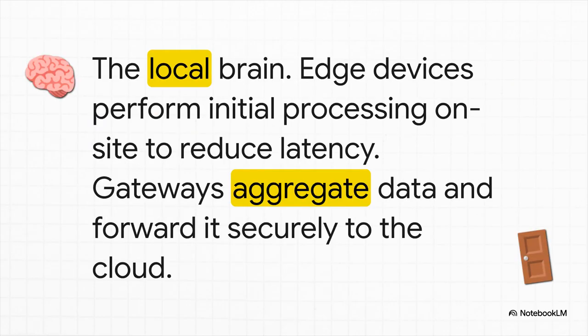Next up, the data hits what we call the local brain. See, instead of sending every single bit of data to the cloud, which can be slow and expensive, edge devices do some of the thinking right there on site. Then, gateways act like a secure door, collecting data from lots of sensors and sending it on its way.